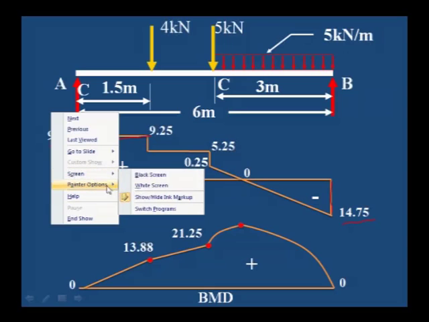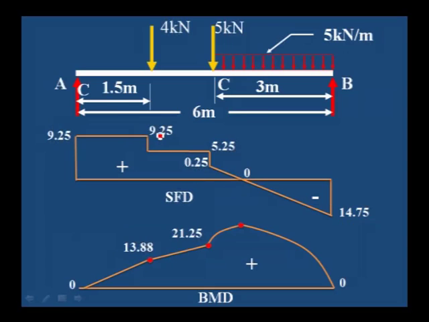What is the value of this drop? 9.25, and this drop should be equal to the 4 kilonewton. 9.25 minus 4, that is 5.25. You have to mark the point of 5.25 at C and 9.25 at this point, and there should be a drop equal to the 4 kilonewton.